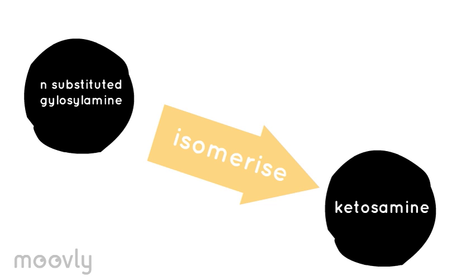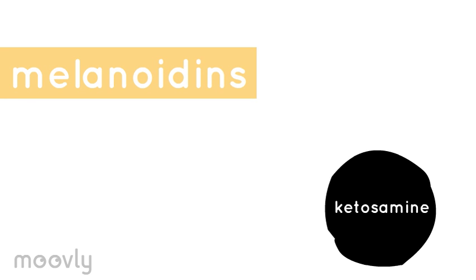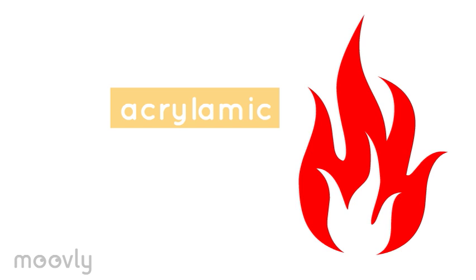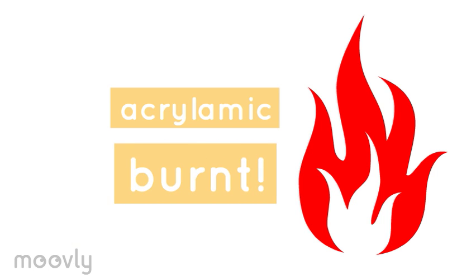The ketosamine then can react in a number of ways to produce melanoidins, which are brown pigments and other flavor compounds. However, bakers should note that if they leave the reaction to occur at high temperatures for too long, acrylamide, a carcinogenic compound, will be formed as a result of these Maillard reactions. Hence, bakers should avoid burning their food.